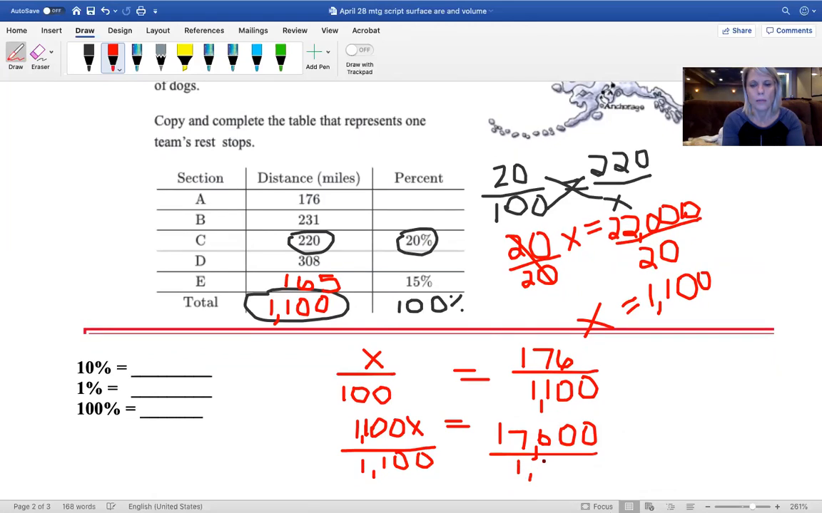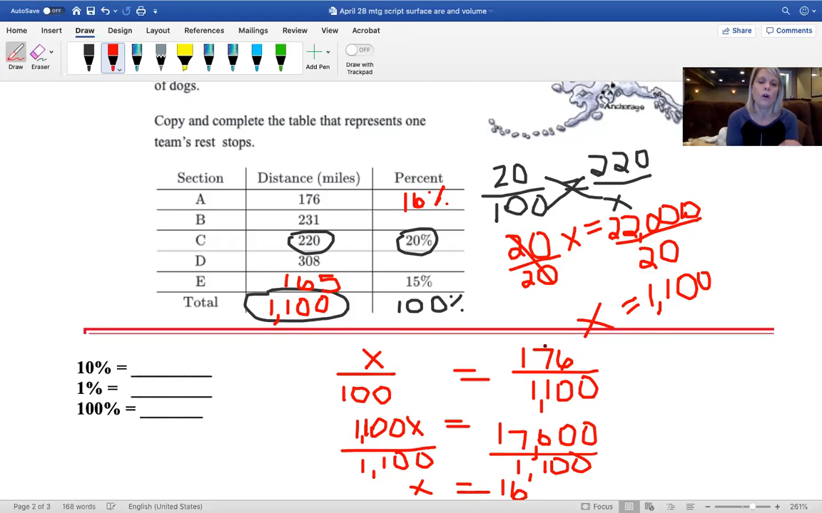And this will be the last one we do. What does x equal? Anybody else get 16? 17,600. Good, we're getting 16. So your answer here would be 16%, because 16 over 100 would be 16%. So that's how you do those kind of problems.